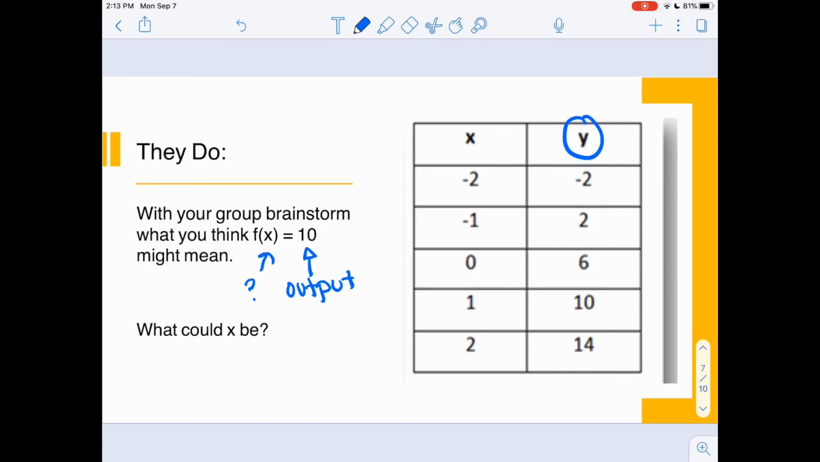So let me look at my outputs. When my output, my y, is 10, it looks like the input was 1. So we can say that f of 1 equals 10, or x equals 1.